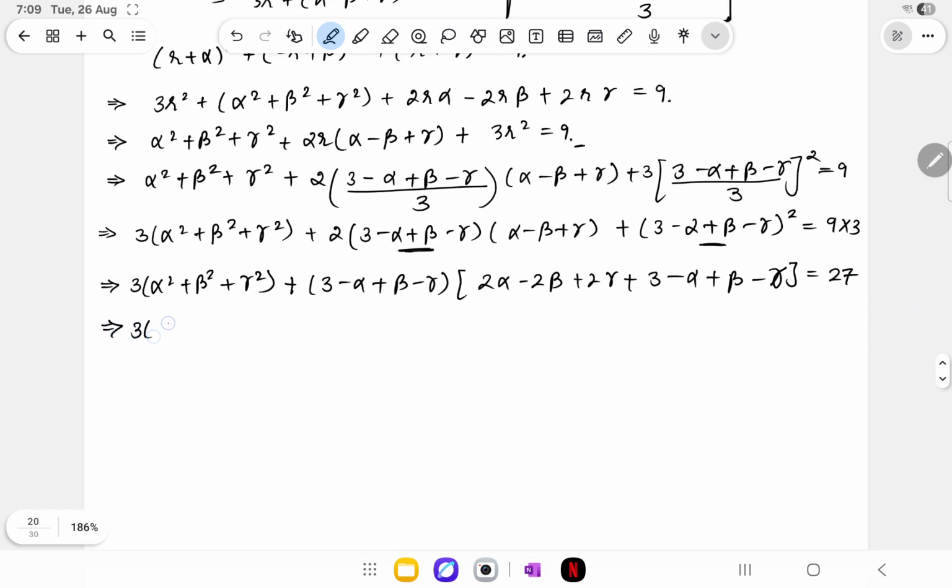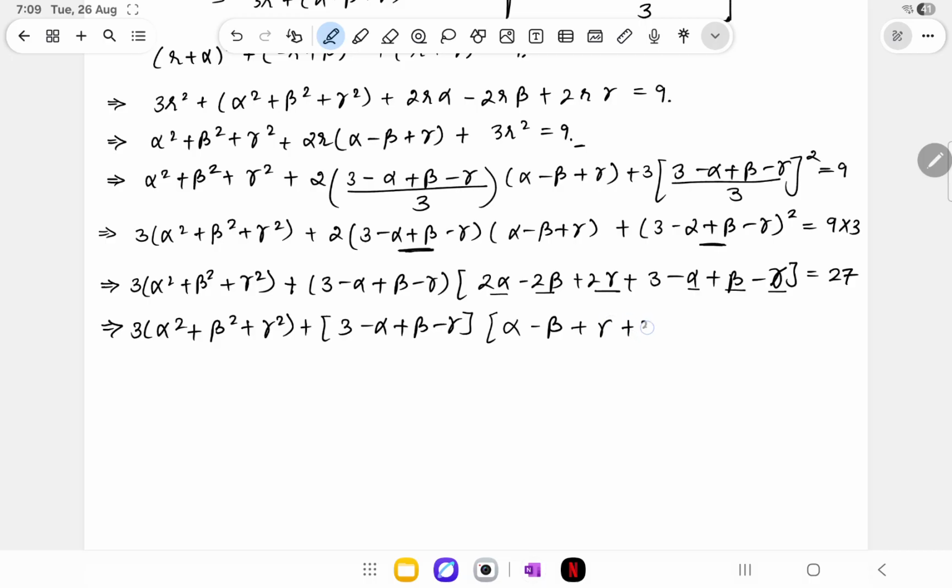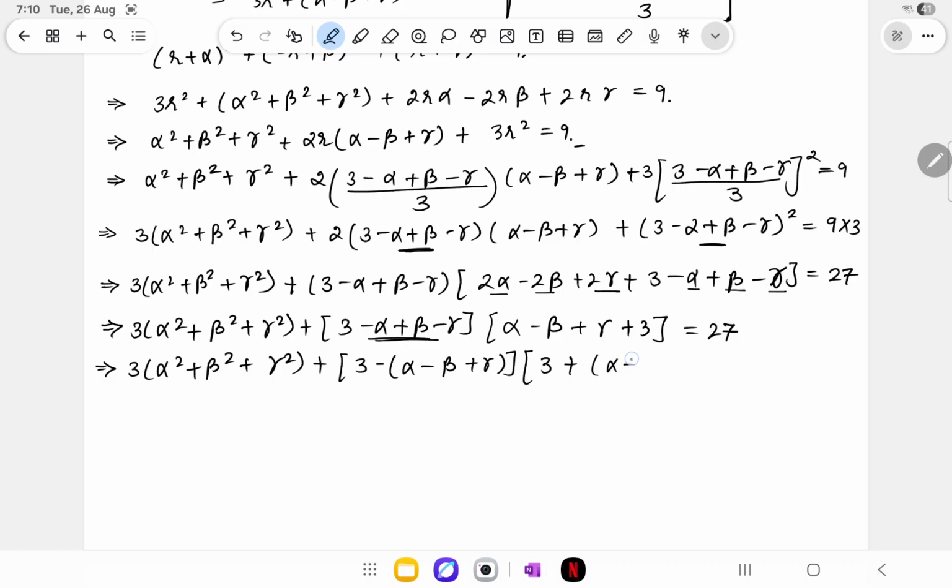So this is also equivalent to 3 of alpha square plus beta square plus gamma square plus 3 minus alpha plus beta minus gamma into 2 alpha minus alpha, minus 2 beta plus beta is minus beta, and 2 gamma minus gamma is gamma, plus 3 is equals to 27. Which is also equivalent to 3 into alpha square plus beta square plus gamma square plus 3 into, I can write this term as minus of alpha minus beta plus gamma into 3 plus of alpha minus beta plus gamma is equals to 27.